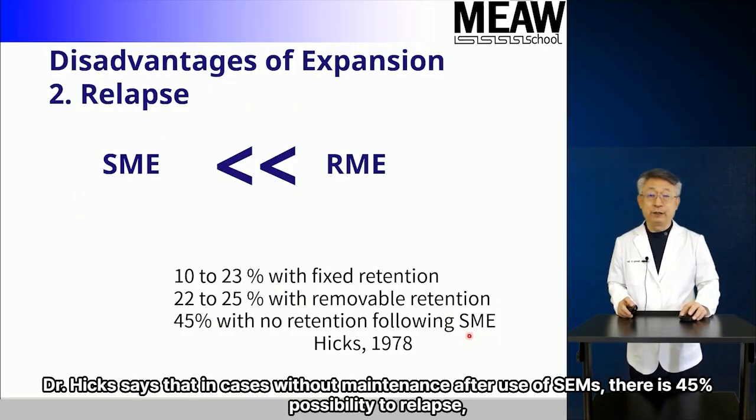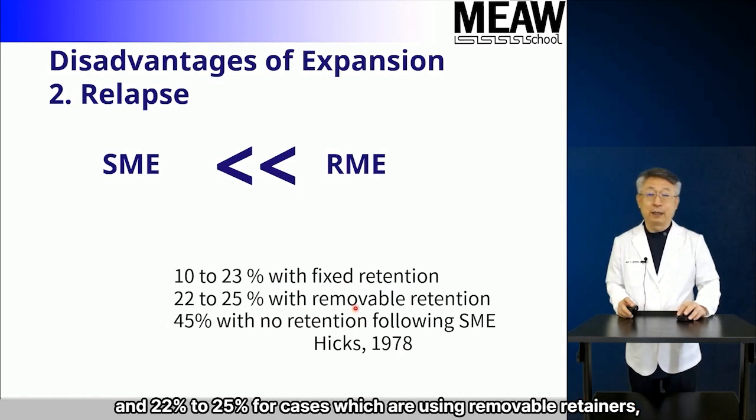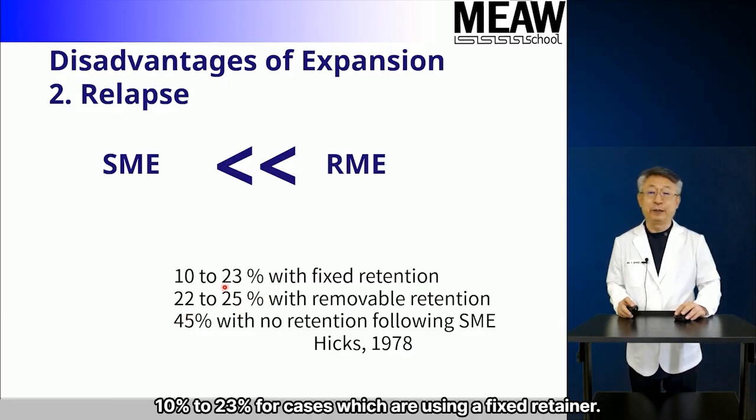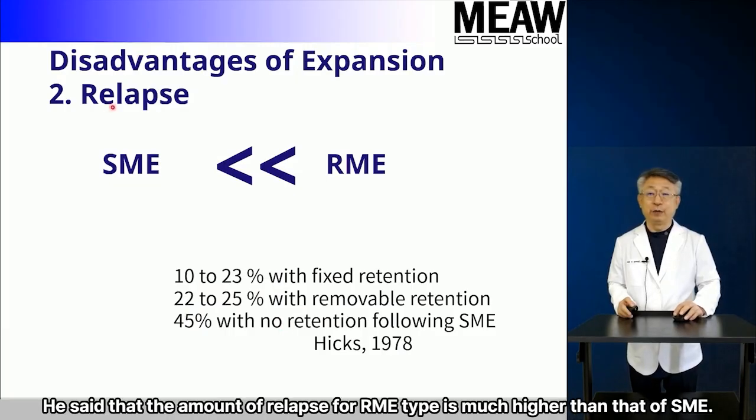Dr. Hicks says that in cases without maintenance after use of SEMs, there is a 45% possibility of relapse, and 22% to 25% for cases which are using removable retainers, 10% to 23% for cases which are using a fixed retainer. He said that the amount of relapse for RME type is much higher than that of SME.